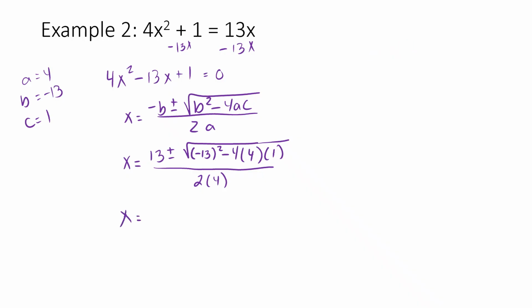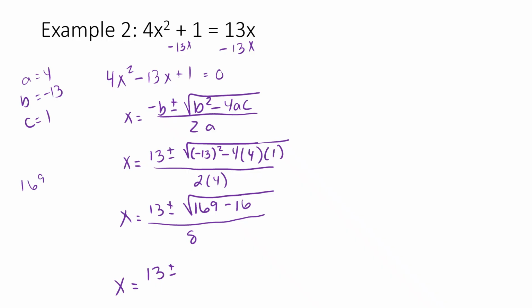All right, so we have 13 plus or minus, and we're going to start on that inside. Negative 13 squared is 169. Minus 4 times 4 times 1 is 16. And 2 times 4 is 8. And now we've got to do the 169 minus 16. So that is 153. And I'm thrilled with 153.